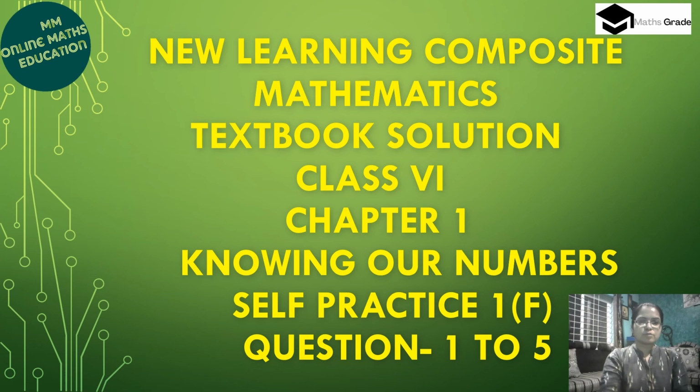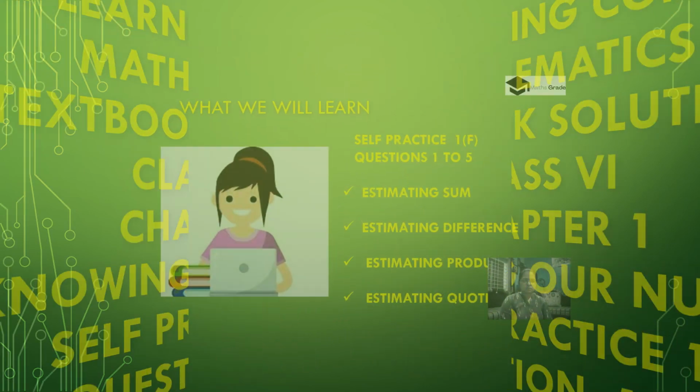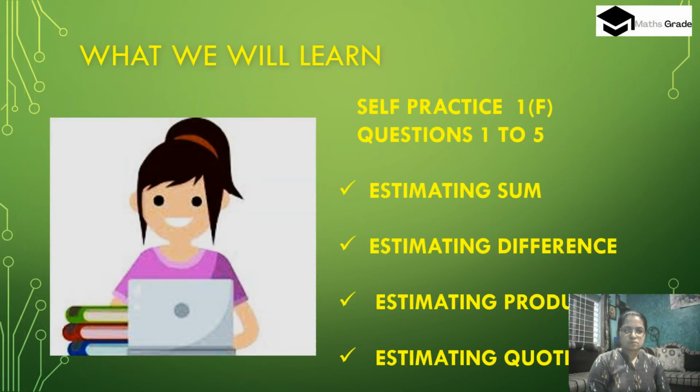Let's get started and solve some questions. Today we will learn and solve self-practice exercise questions 1F, questions 1 to 5, and chapter name is Knowing Our Numbers. And topics are estimating sum, estimating difference, estimating product, and estimating quotients. Let's solve some questions.